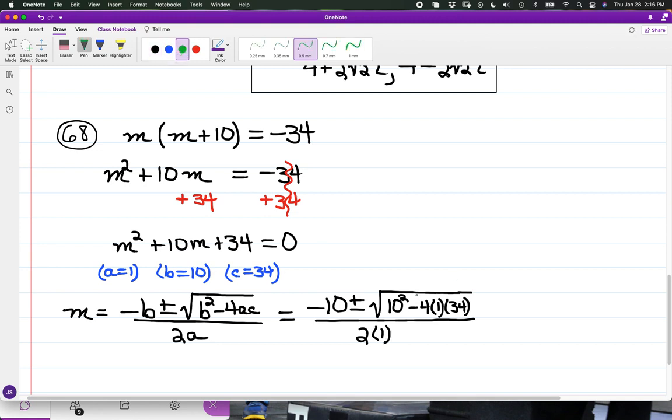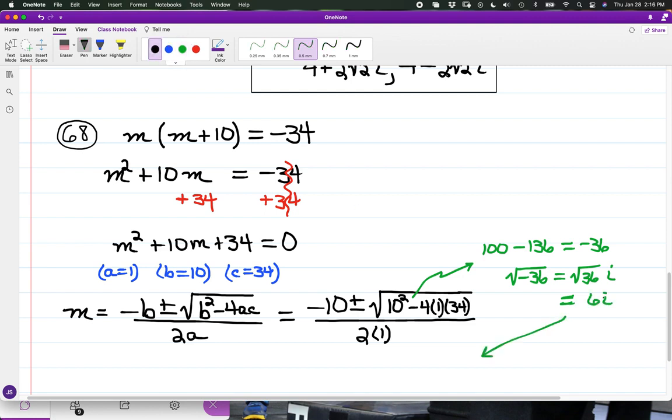And once again, looking at what we have inside the radical. So we have 10 squared, this will be 100. And then we have minus 4 times 1 is negative 4. Negative 4 times 34 is going to be a negative 136. So the difference here is going to be a minus 36. And for the square root of negative 36, I have square root of 36i, or right away you can go ahead and express as 6i.